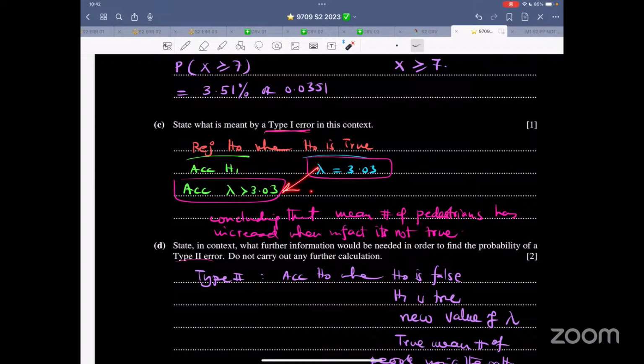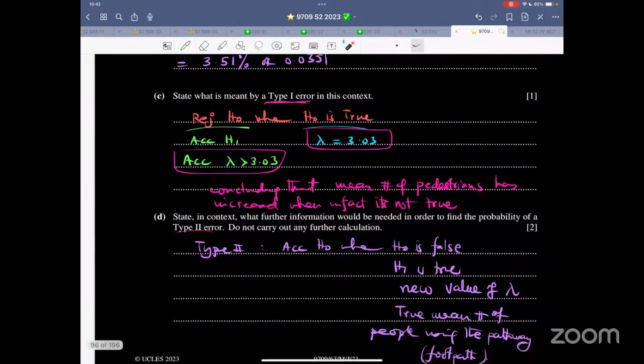Now join the two statements. Concluding that the mean number of pedestrians has increased. We are concluding this when in fact it's not true. The reality is this thing. What is true is the reality. What is perception is your mistake. So the reality is this, the mean is still 3.03, but we are wrongly concluding that it has increased. Now this is written in better English language. Concluding that mean number of pedestrians has increased when in fact it is not.